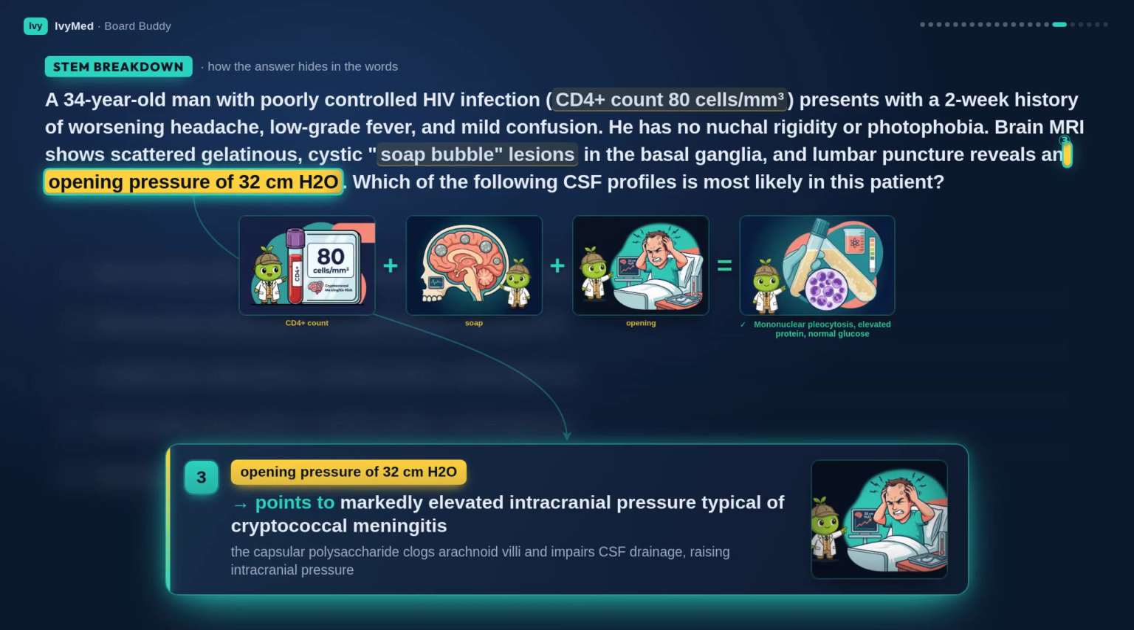Opening pressure of 32 centimeters H2O. This tells you markedly elevated intracranial pressure, typical of cryptococcal meningitis, because the capsular polysaccharide clogs arachnoid villi and impairs CSF drainage, raising intracranial pressure.